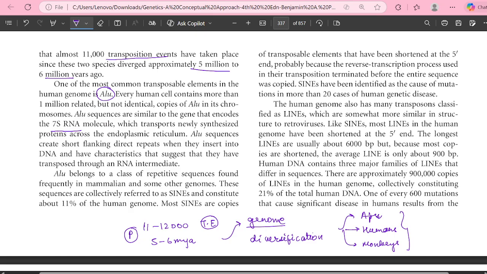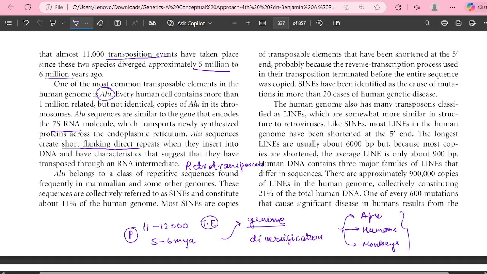These ALU sequences are very short sequences, and because they are repeating again and again, we say that they make up so much DNA, but it is all in a repetitive form. When these ALU sequences insert themselves into the DNA, they create short flanking direct repeats, and they have characteristics that suggest they have transposed through RNA intermediates. In other words, these ALU elements might, somewhere in history, have been retrotransposons.